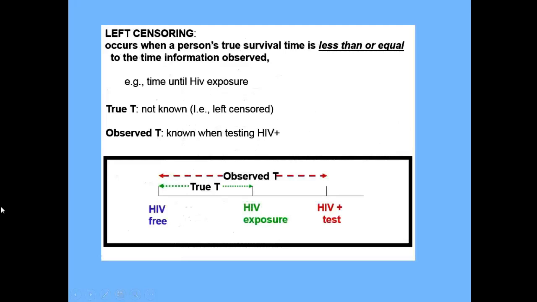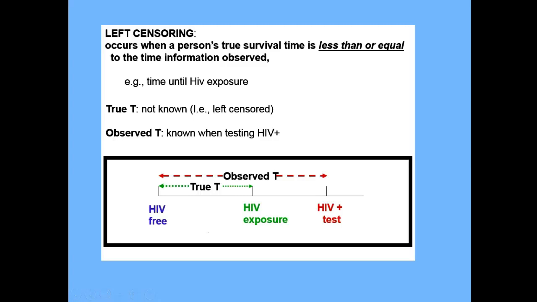And the other kind of censoring, there's actually even something called interval censoring, where you're not even sure whether it's between. But there's the other kind that's usually contrasted with right censoring, which we're not going to get into in any big way here, but I'm going to mention it: something called left censoring. Left censoring occurs when a person's true survival time is less than or equal to the information observed. I haven't given you an example on it, but this is an example of that when you're dealing with HIV.